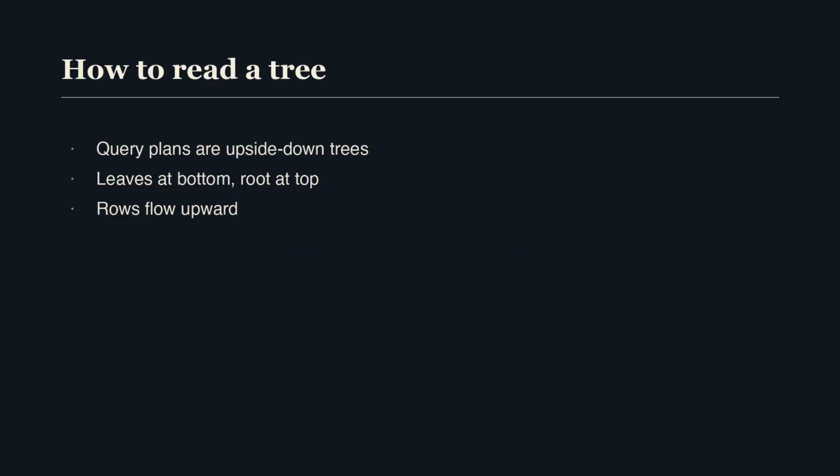A query plan is a tree. It's drawn upside down. The root is at the top, the leaves at the bottom, rows flow upward. That's the whole reading rule. Start at the bottom, work up. The leaves are where data comes in, usually a sequential scan on a table. Each node above takes rows from below, does something to them, and passes them up. The topmost node's output is the query result.